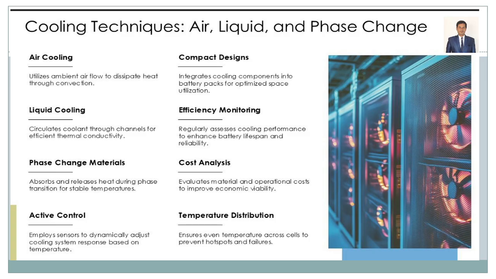Now let us see air cooling. In air cooling, we use ambient air flow to dissipate the heat through convection. This is one of the methods you can go for. Air cooling dissipates the heat by blowing air through convection.